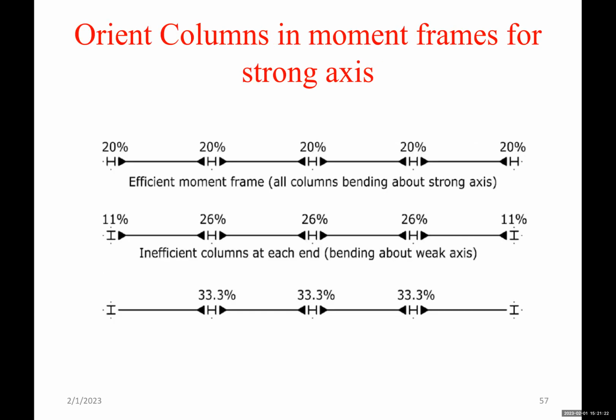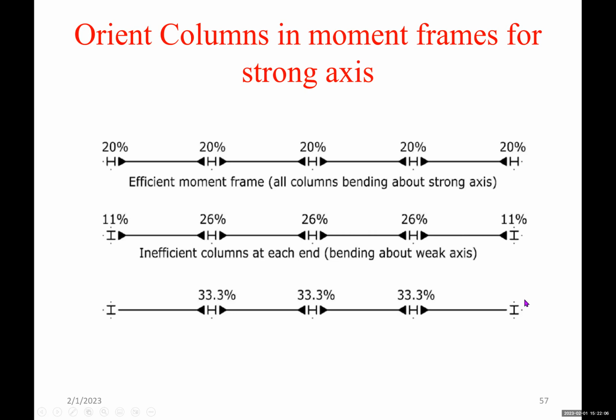Orient columns in moment frames for strong axis. If it's a moment frame, we know that we have to orient the columns in the strong axis because of the drift, so strong moment of inertia. So if you have something like this, at the top, each connection will take 20%. If the orientation needs to be different, maybe there is a moment connection in the other direction in the middle one. But to have a moment connection in the weak axis like this will not be so efficient. So this will take 11%. These ones will take 26% each, and the last one will take 11%.